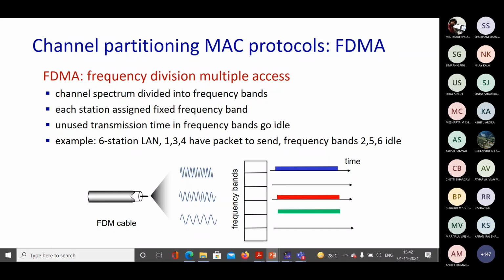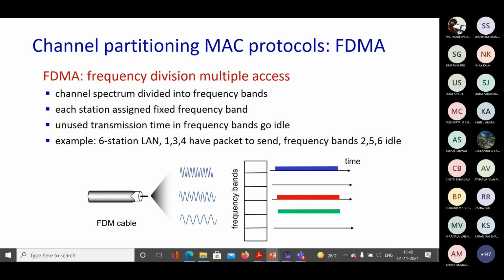Now, the next way of channel partitioning for MAC protocols is FDMA, or frequency division multiple access. So what is frequency division multiple access? You divide the channel spectrum into different frequency bands, and these frequency bands must be within the bandwidth given for transmission. The entire spectrum of bandwidth is divided into different frequency bands, and each station is allotted a frequency band at which it can transfer its data.